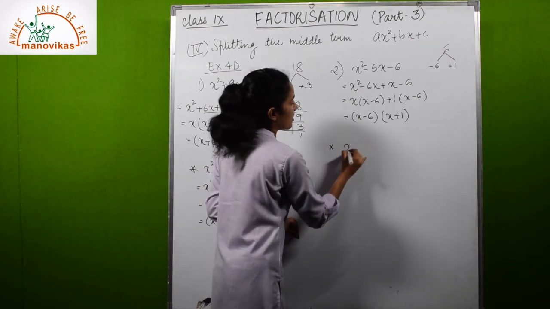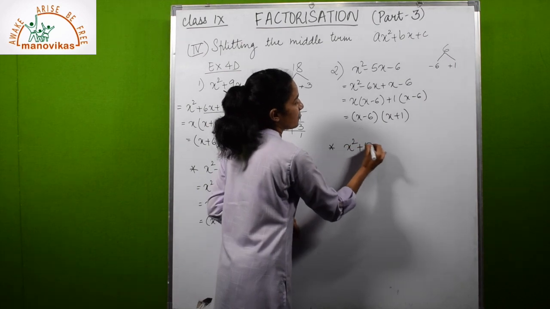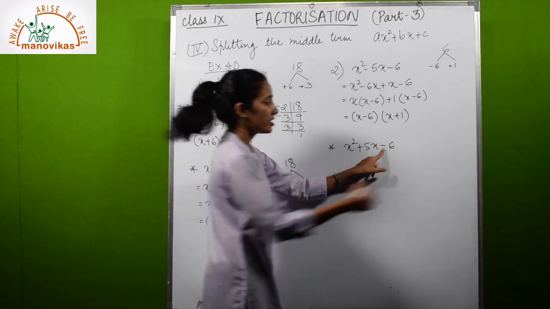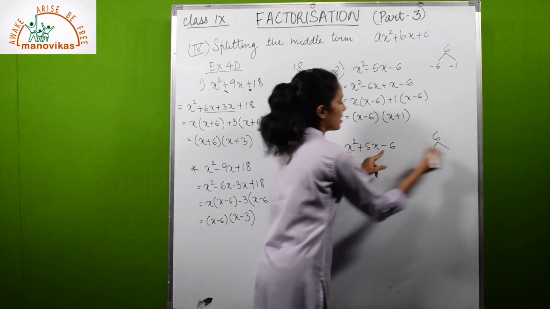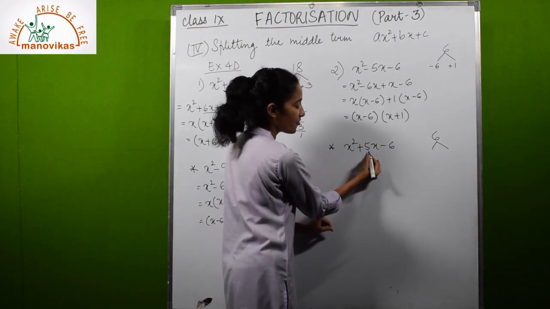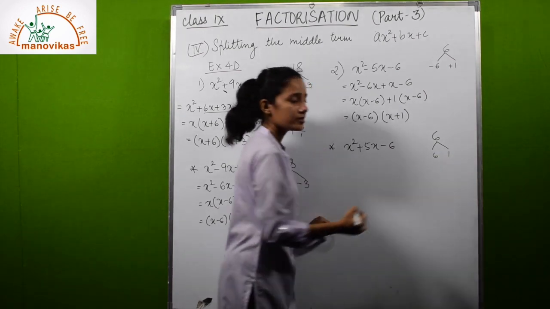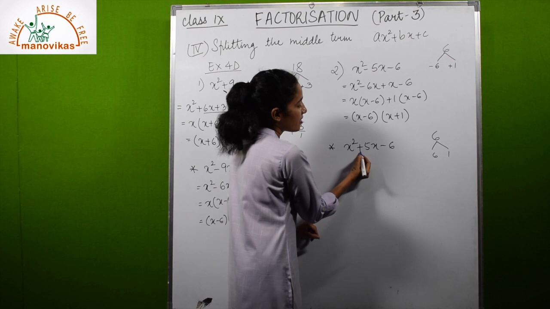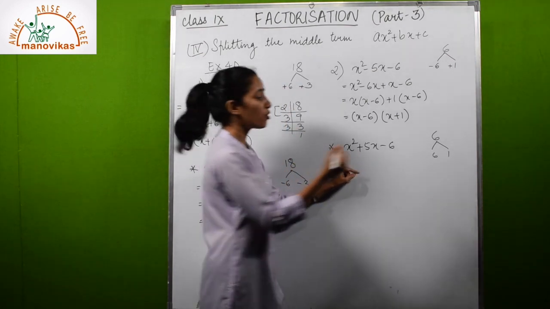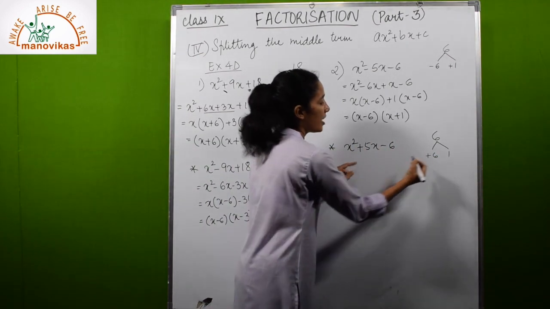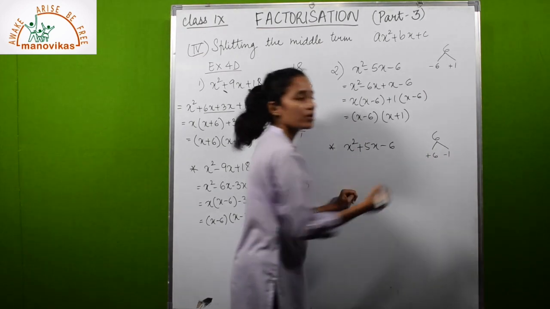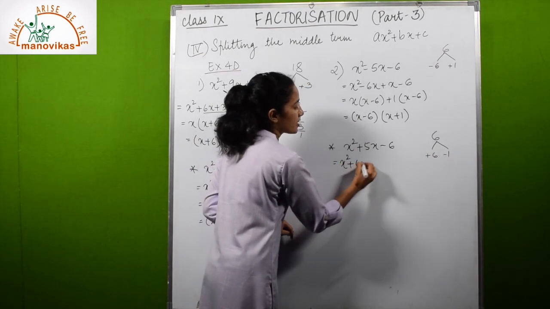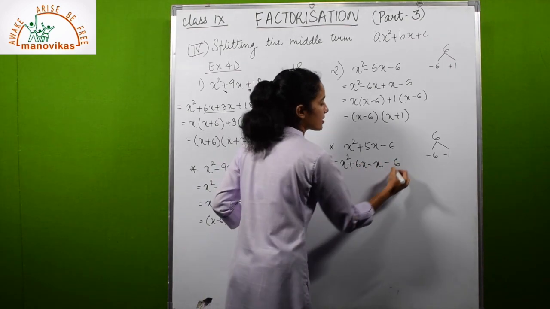Say the same one, I have x squared plus 5x minus 6. Again, what I have to do is find the factors of 6 such that when I subtract, I get 5. So it's going to be again 6 and 1. So here the first sign is positive. So the positive sign will go to the greater one and the opposite sign goes to the smaller factor. So therefore I have x squared plus 6x minus x minus 6.